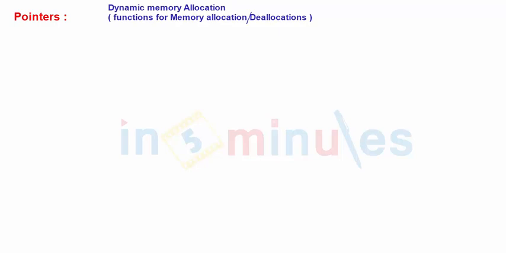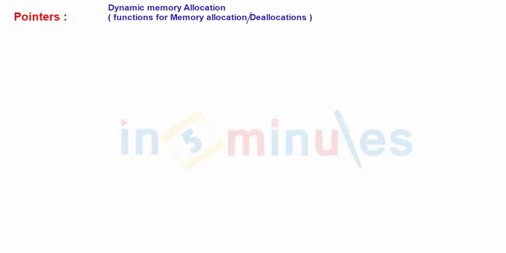Now what is memory deallocation? Whenever variables are not required, the computer itself removes variables, arrays, structures from memory, that is, cleans up the memory. That is called memory deallocation. Now we'll be studying dynamic memory allocation using pointers.